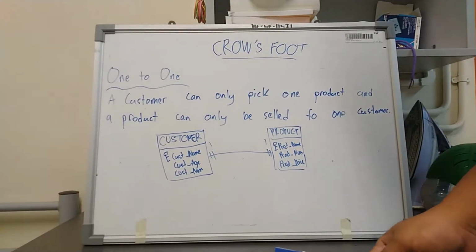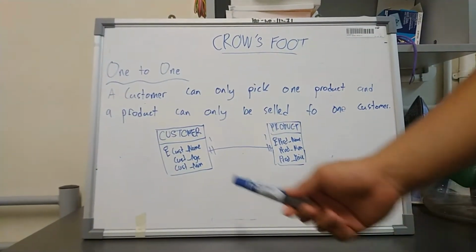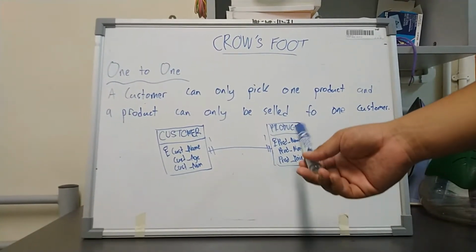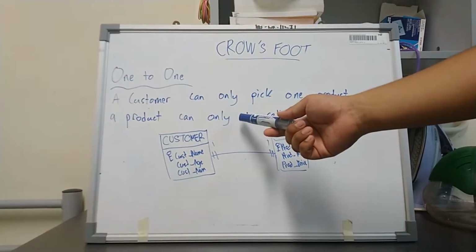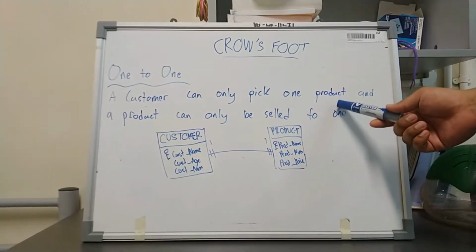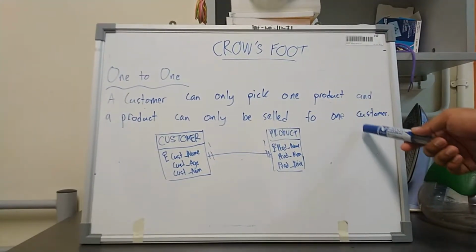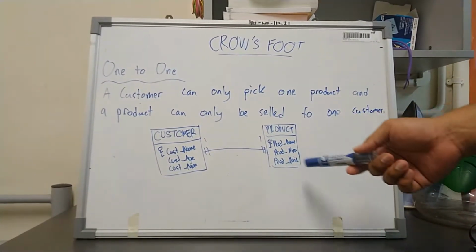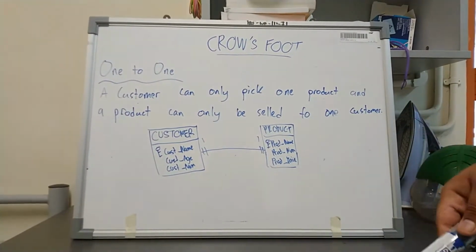Point and review. Alright, next up, the one-to-one relationship. One-to-one means mandatory one to mandatory one, or either optional to optional. In this type of sentence, the keyword is like this: a customer can only pick one product, and a product can only be sold to one customer. So one product to one customer is the obvious keyword that this is a one-to-one relationship. Alright.